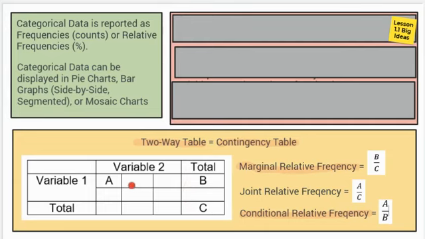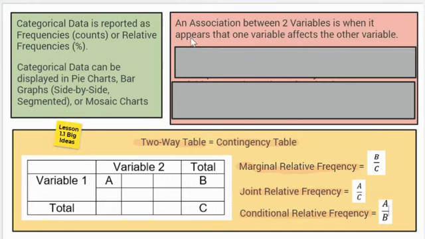And then finally, if we have something that is the combination of both variables out of the grand total, that is called joint relative frequency. So the combination of both variables out of the grand total is joint relative frequency. So that's a little bit of information about two-way tables, and that's the big idea that we have for two-way tables or contingency tables.